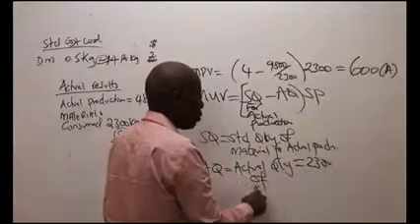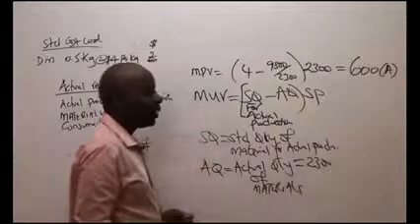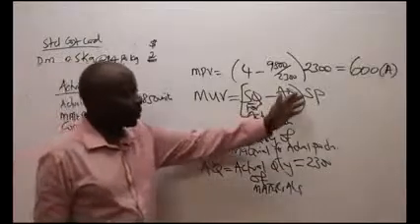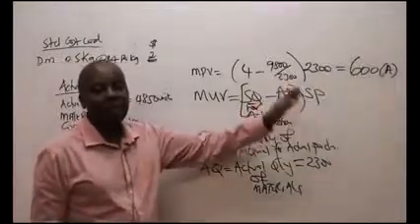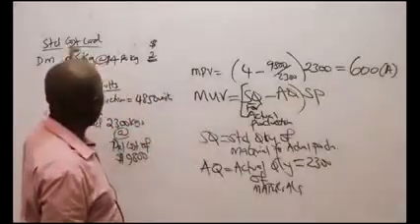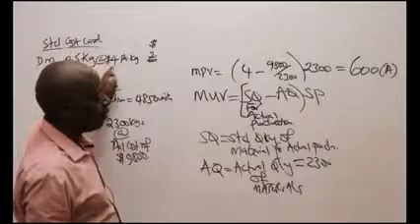The actual quantity of materials. Sorry, don't confuse with production. Actual quantity of materials is 2,300. And then, of course, SP, this one is not lost on us. SP is standard price per kilogram. And you guys gave me a figure of what is the standard price per kilogram. You gave me a figure of 4.